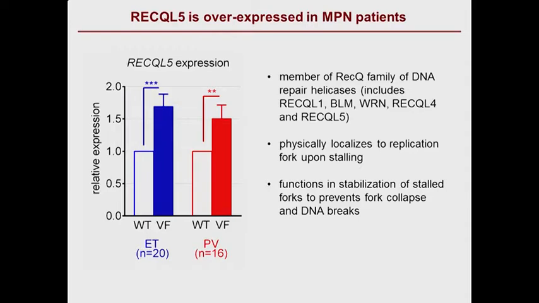RecQL5 is a member of the RecQ family of DNA helicases, of which there are five. You may have heard of Bloom and Werner. There are some germline syndromes where patients have mutations in these and have cancer predisposition. Basically RecQL5 has a role as a guardian of the genome, and it localizes to the replication fork when the fork stalls, for example, if it encounters DNA damage. Therefore, it functions to stabilize the DNA replication fork and prevent its collapse and prevent the development of DNA double-stranded breaks. Its role in MPN biology had never been investigated, so we thought it would be an interesting gene to study.